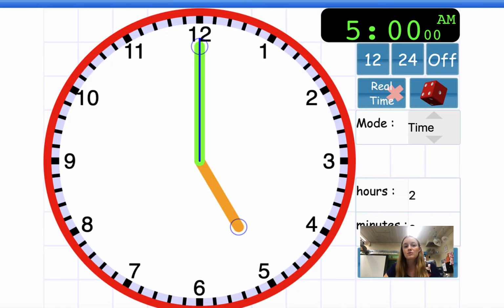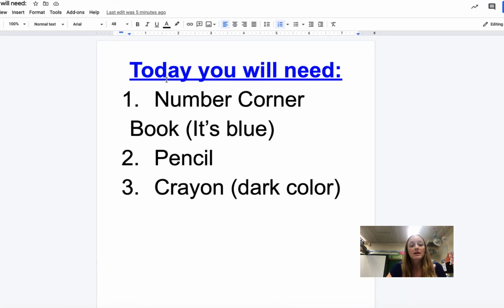Now we're going to go to our clocks, okay? Last time I did one of these worksheets. That's what you need to do in your Number Corner. So right now I want you to find page 1 in your Number Corner workbook, which looks like this. Go ahead and pause me when you have a Number Corner workbook, when you have a pencil, and you have a crayon. It should be a darker color. When you have that, go ahead and unpause me.